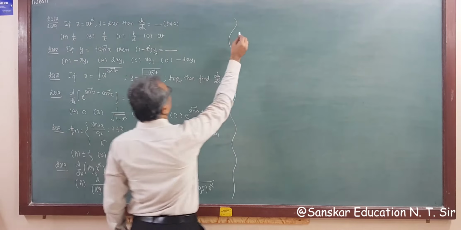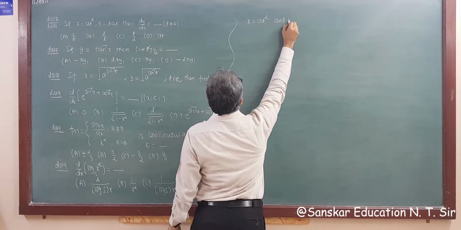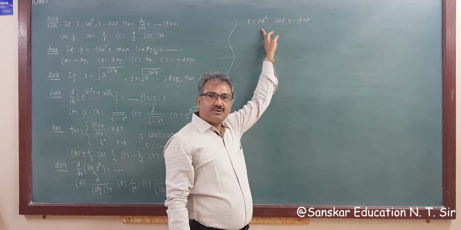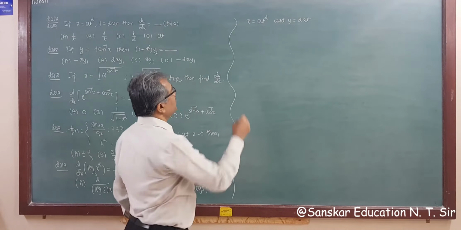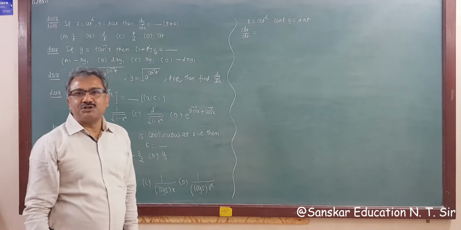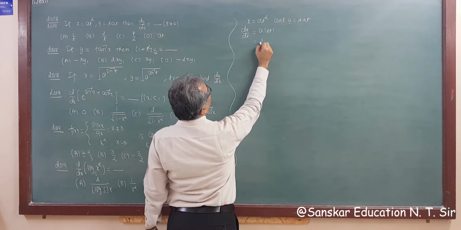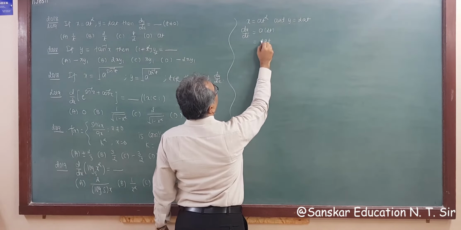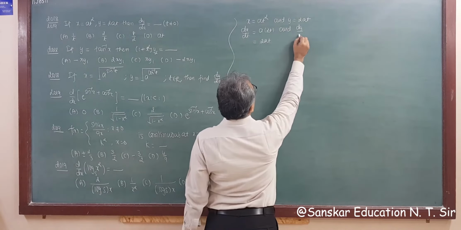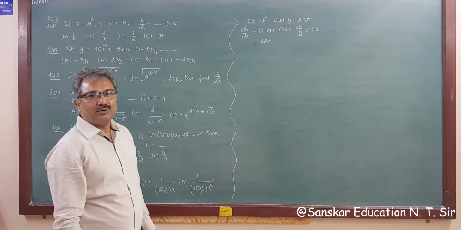So first, x is equal to at square and y is equal to 2at. So x is a function of t, so differentiating with respect to t, and y is a function of t, so differentiating with respect to t. So dx by dt: in at square, a is constant, the derivative of t square is 2t. So this is a into 2t, that is 2at. And y is also a function of t, so differentiating with respect to t, dy by dt is equal to 2a.